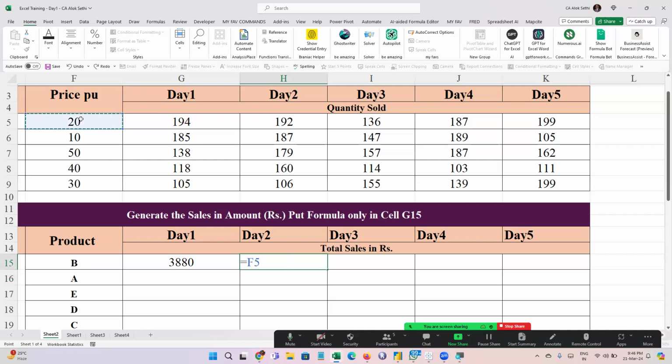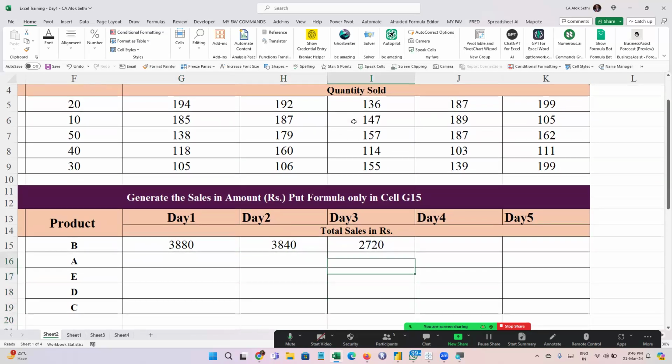20 into F5, 20 into 192. The same thing I will do here again. Is equal to F5 into I5, right? But there are so many cells, I cannot do it manually. I cannot do each one by myself.